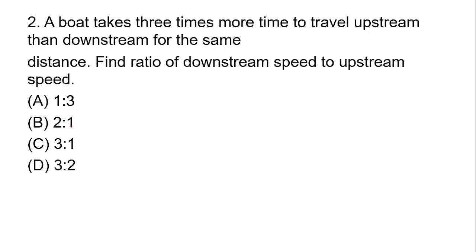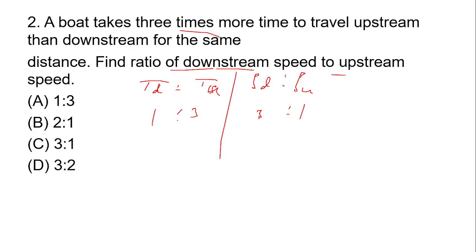A boat takes 3 times more time to travel upstream than downstream. 3 times here. So time upstream is 3, downstream is 1. So what is the speed here? Speed downstream will be 3, upstream will be 1. That's it. Speed is inversely proportional to time. Okay. So find the ratio of downstream to upstream. That's it. 3:1. That is the answer. Option C is the answer.